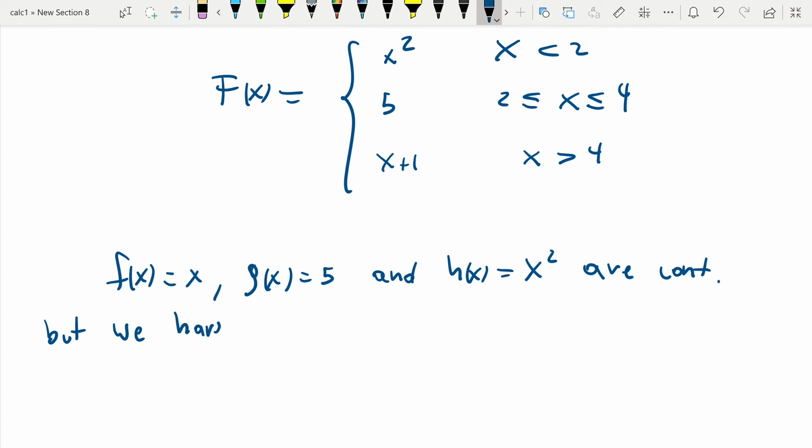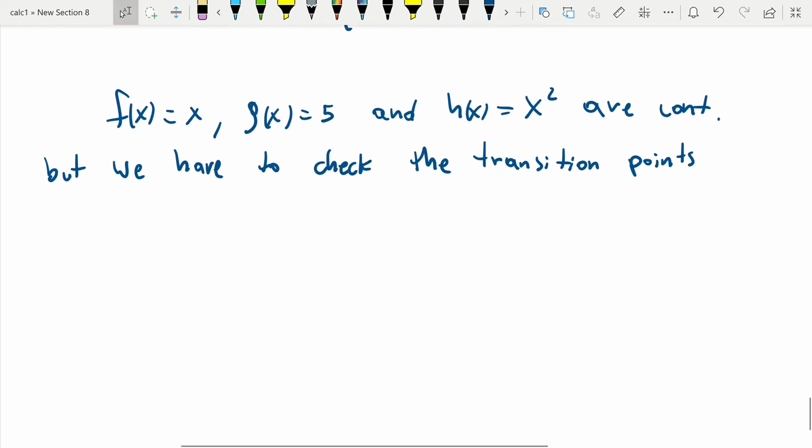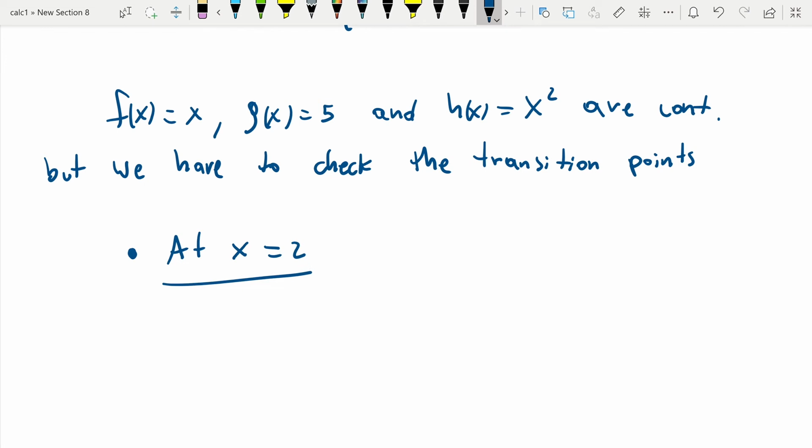But we have to check the transition points at x equals 2, so we'll see the one-sided limits exist, but are not equal.